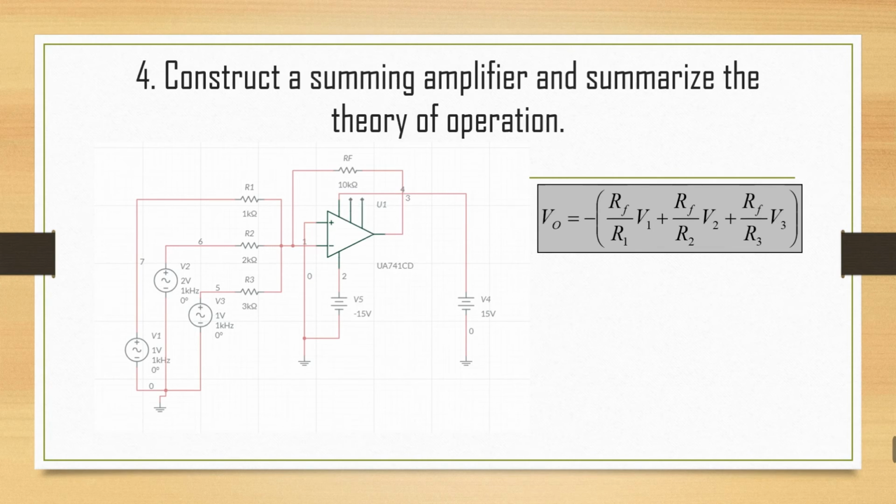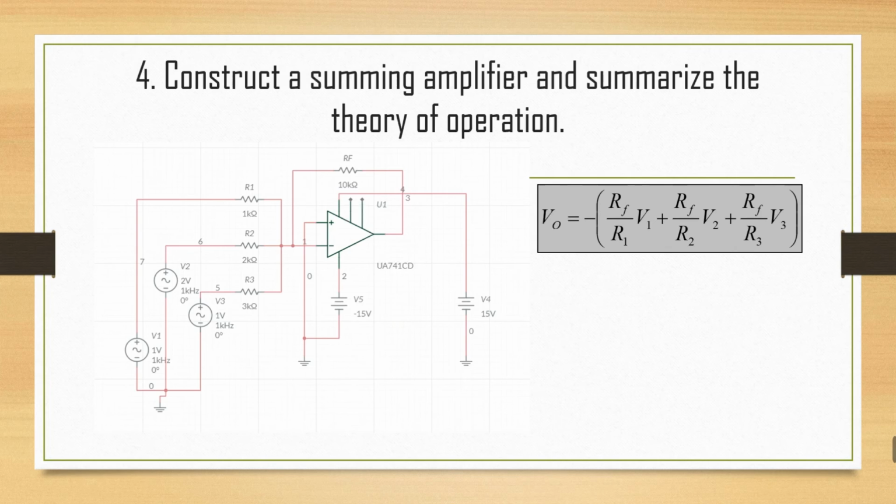Let R1 be the input impedance and V1 be the input voltage of the first channel. Similarly, R2 and V2 for the second channel, R3 and V3 for the third channel, and so on up to Rn and Vn for the last channel. It can be said that a summing amplifier is basically an inverting amplifier with more than one voltage at the inverting input terminal. The output voltage for each channel can be calculated individually, and the final output voltage will be the sum of the individual outputs.